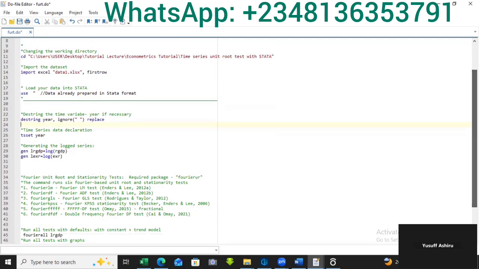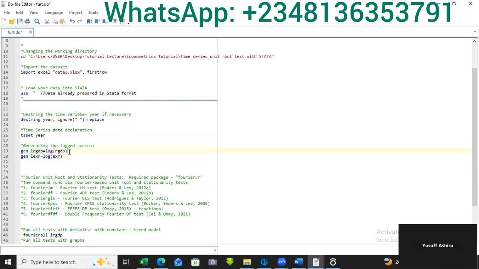Now the next thing is to make sure you declare your data set as time series, by running the line of code in 26. Let me run that. I declare the data set as time series, and it is very important that you do that. The variable I want to use is the log of GDP, not at level.